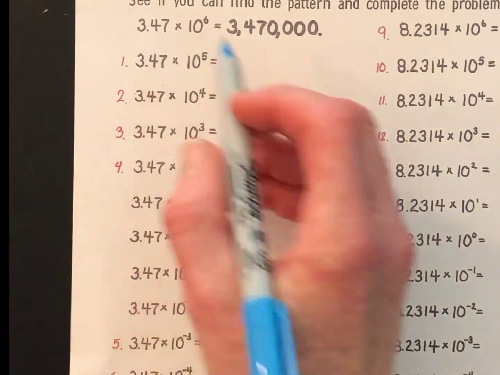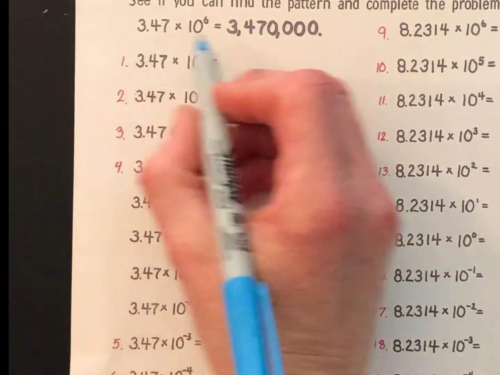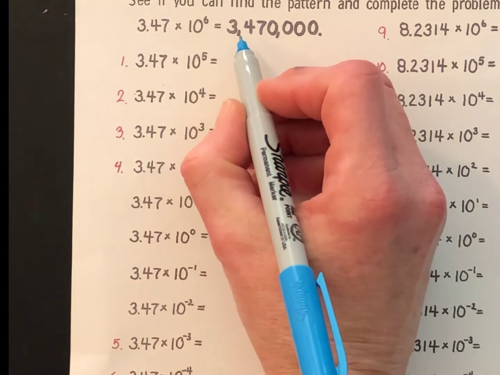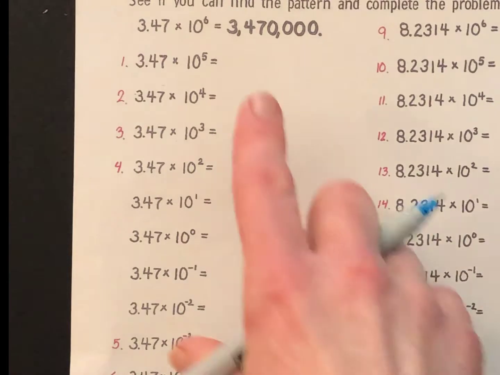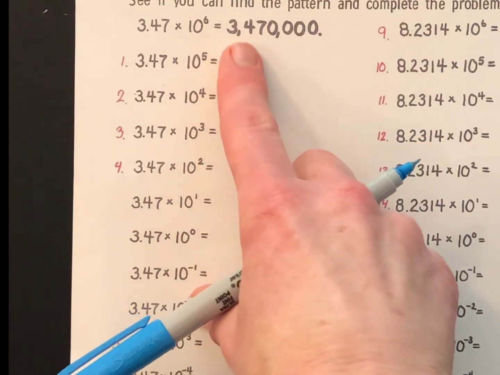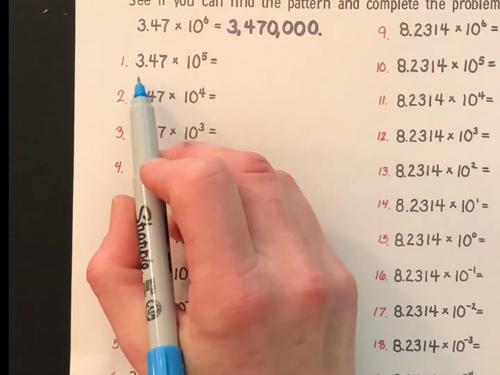3.47 times 10 to the 6th power. When I move that decimal over 6 places, 1, 2, 3, 4, 5, 6, I'm left with 3,470,000. So on the next, I will do these. I'm not going to read every single number to you. That would take forever.